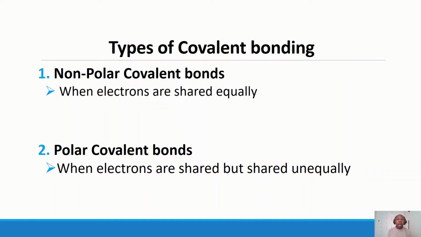So we have types of covalent bonding. We have non-polar covalent bonding. This is when electrons are shared equally. You bring one electron, I bring one electron. You bring two, I bring two. The second one is polar covalent bonds. This is when electrons are also shared, but they are shared unequally. So for example, A brings one electron and B brings two electrons. So the electrons are shared unequally.